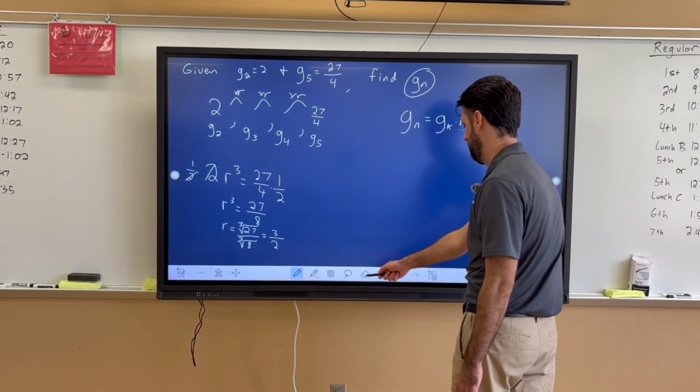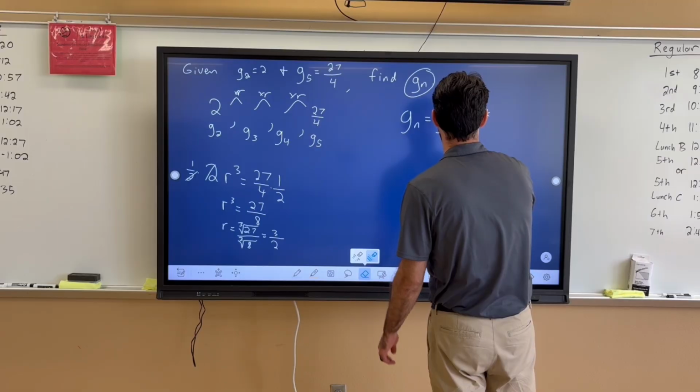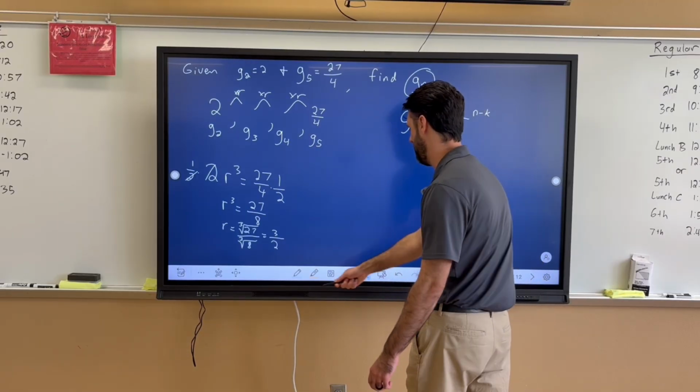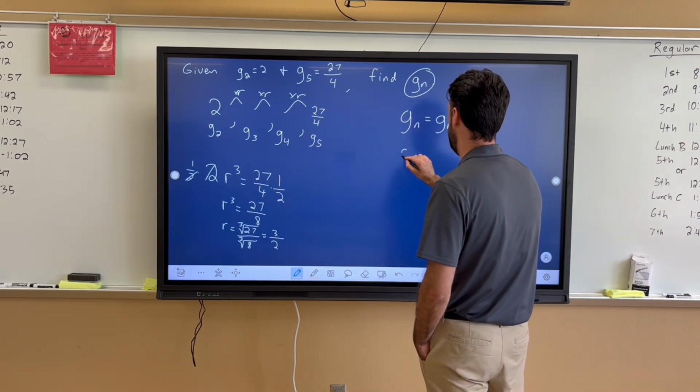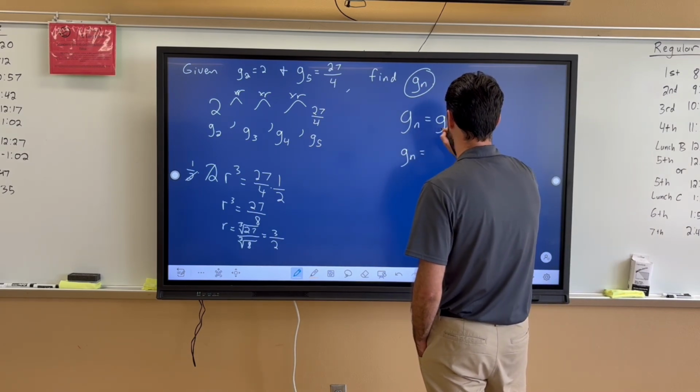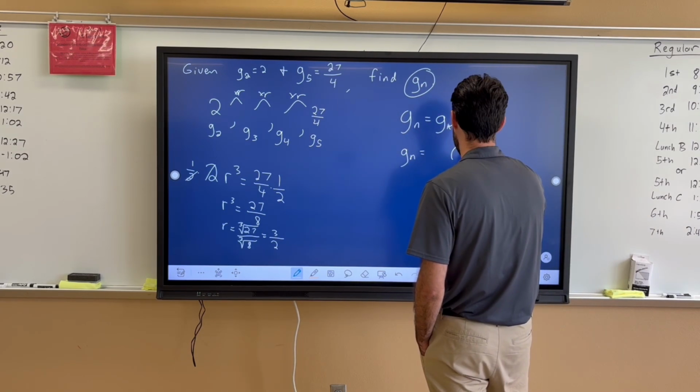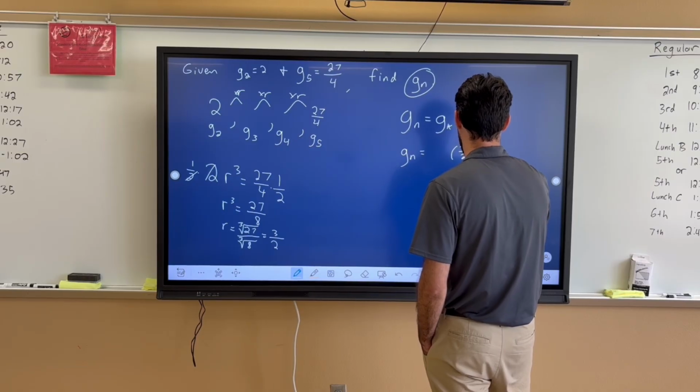But we're gonna do our best on it and hope we can figure out what r is. All right, so r is 3 over 2. So now our formula says g sub n equals, I'm going to leave that blank for a second. r is going to be 3/2 to the n minus k.